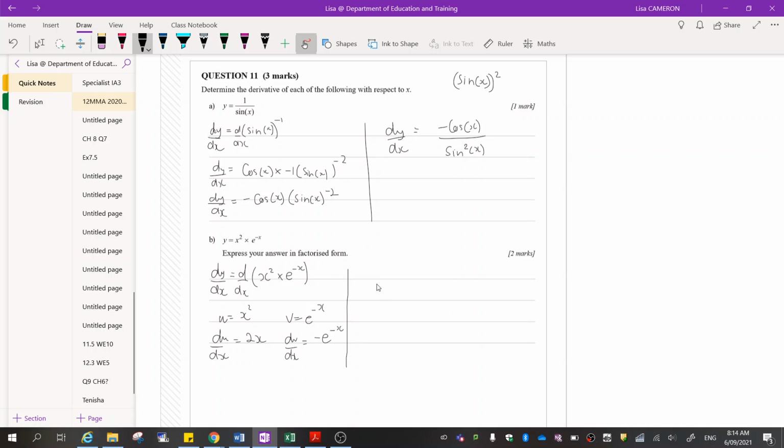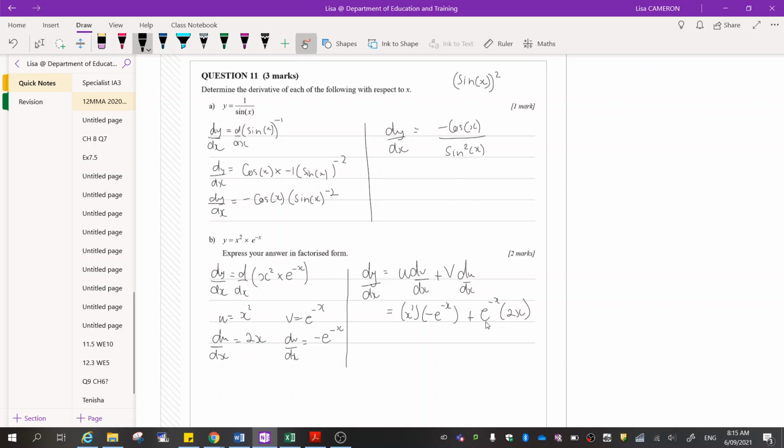Okay, so now I'm ready to chuck this all into our product rule. Now I'm going to state the product rule first: dy over dx is equal to u times dv over dx plus v times du over dx. And now I'm just going to substitute in. That's going to give me x squared times minus e to the minus x plus e to the minus x times 2x.